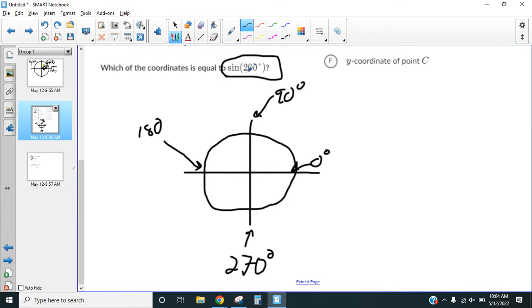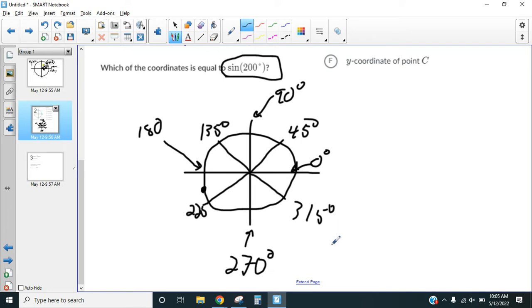So using those as rough landmarks, where's 200? What quadrant? Third quadrant, right? 200 is about here. You would also know that right here, halfway, is 45. What's halfway there? 135. This would be 225, by the way, right there. And then this one would be 315, right? Halfway marks, 45 degrees, halfway between 0 and 90. So 200 is roughly there.